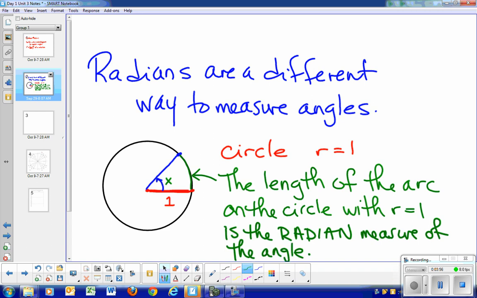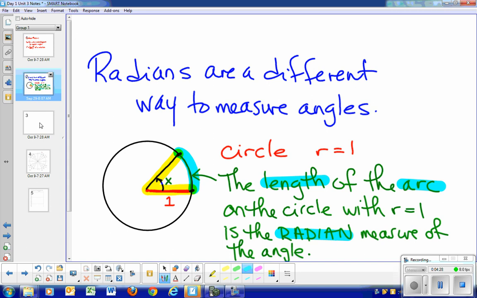What I want you to take away from this statement is not so much the precise statement of it, but the idea that instead of measuring this angle, thinking about this part and thinking about the degree measure that that encompasses, when we're thinking about radians, we're thinking about arc length. Okay, so if you can associate the arc length with the idea of radians, that is good and powerful and helpful as we go down the road, okay?